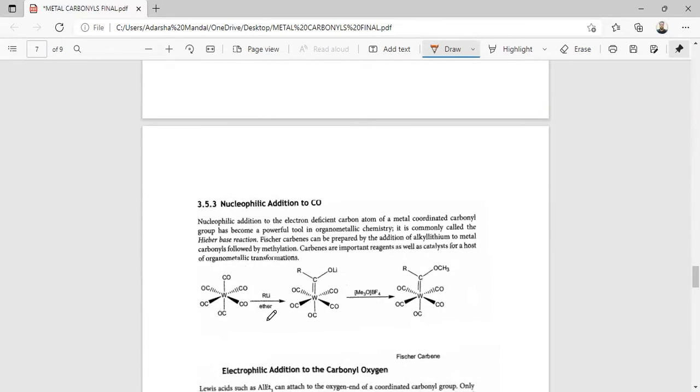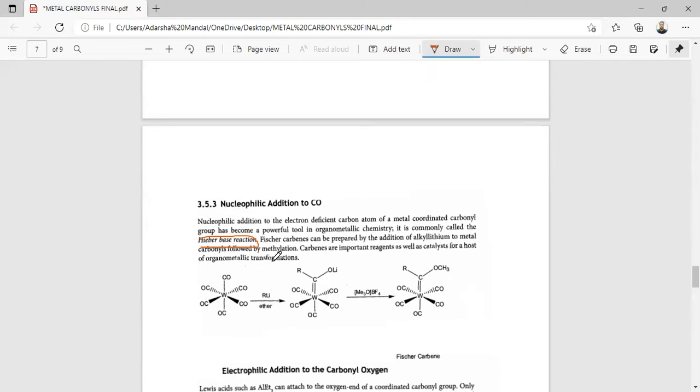So next is the nucleophilic addition to the carbonyl. Here the carbon atom of the carbonyl molecule is electron deficient. So a nucleophile can attack this electron deficient carbon atom of the metal coordinated carbonyl groups. This nucleophilic addition reaction is normally called the Hieber base reaction.